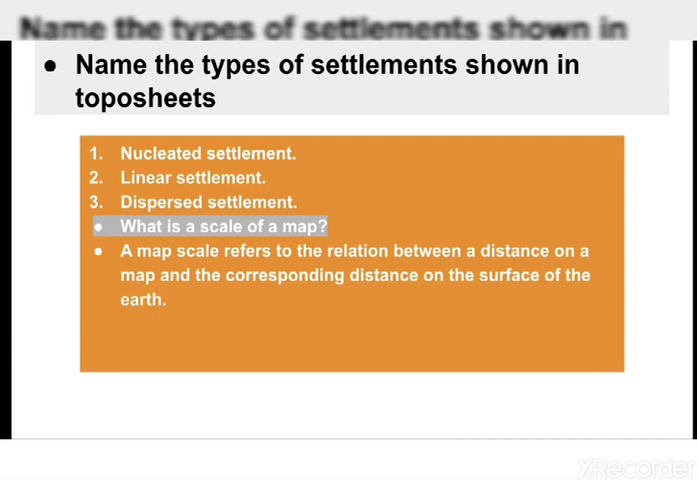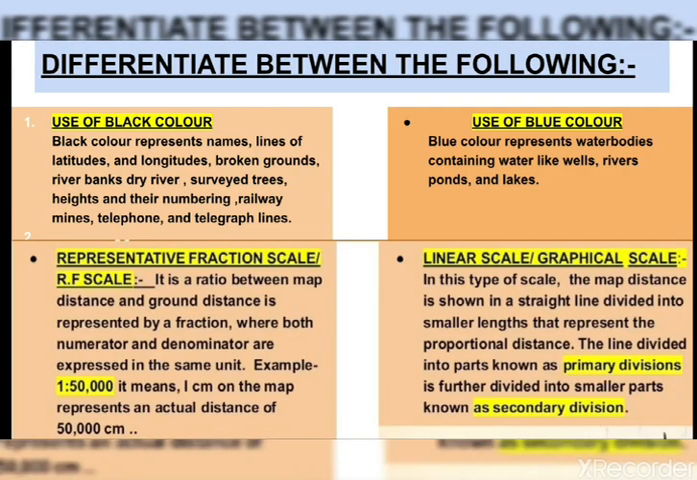What is a scale of a map? So the answer is, a map scale refers to the relation between a distance on a map and the corresponding distance on the surface of the earth. So these are question answers. Next we will do differentiate. First question, use of black color and blue color.